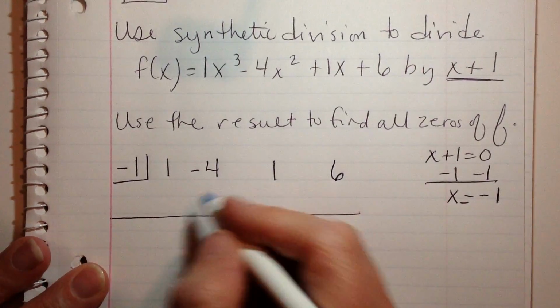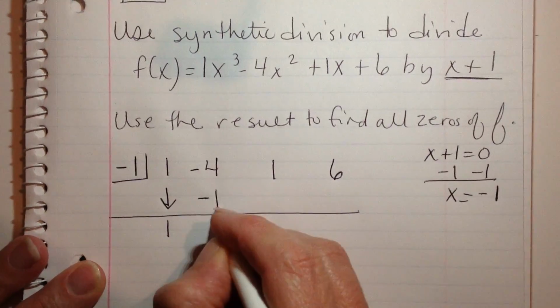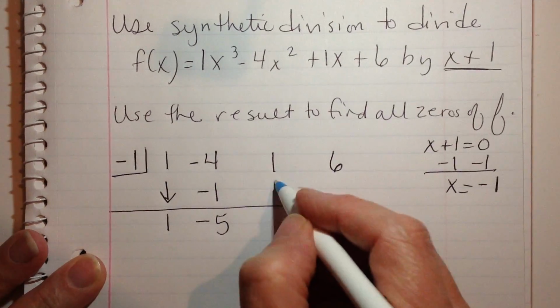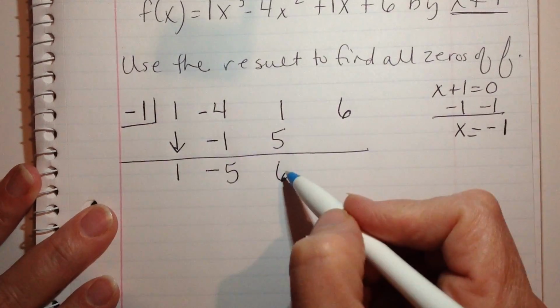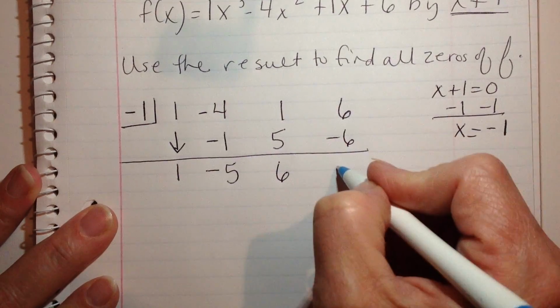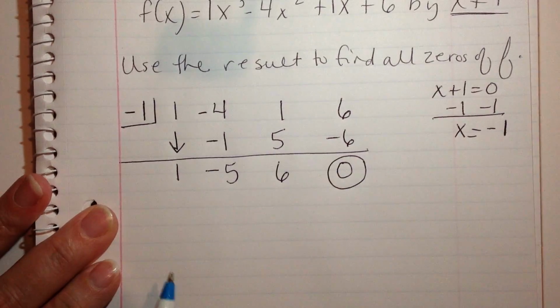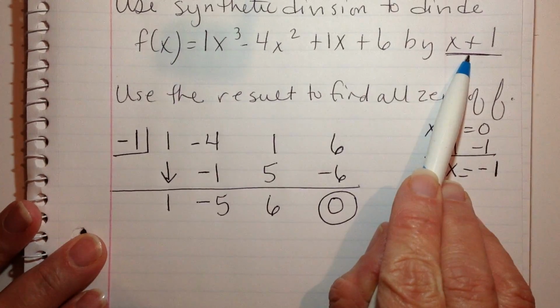Multiply and add. Pull down 1. Negative 1 times 1 is negative 1. Add, we get negative 5. Negative 1 times negative 5 is positive 5. Add, we get 6. Negative 1 times 6 is negative 6. Add, we get 0. Anytime your remainder is a 0, then x plus 1 is a factor.